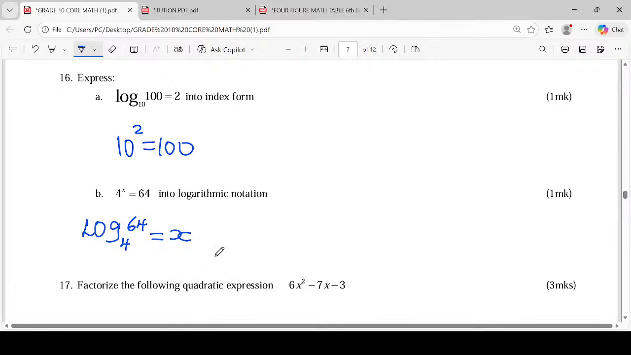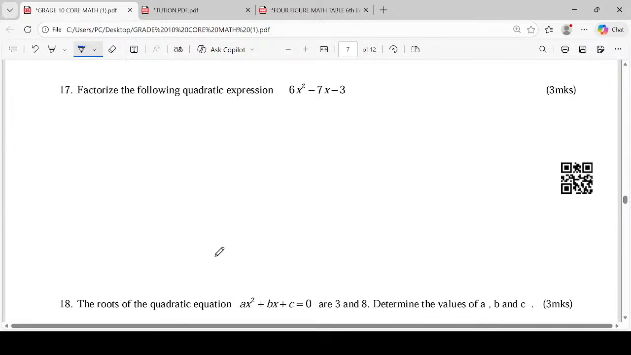We proceed to question number 17, where we are being told to factorize the following quadratic expression: 6x squared minus 7x minus 3. So when you have 6x squared minus 7x minus 3, and you are told to factorize, it is to remove the common factor. Factorizing is removing the common factor. We need to see how we are going to do this. So here we are going to have a look at it this way.